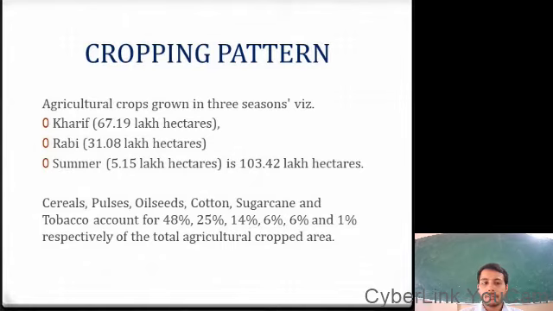And in case of different crop production, cereals and pulses account for total food grain production. And another group: oil seeds, cotton, sugarcane and tobacco. These are the major crops produced in Karnataka. Cereals account for 48%, pulses 25%, oil seeds 14%, sugarcane 6%, and tobacco 1%. And this is the agricultural cropping area. Cereals account for the largest cropping area.